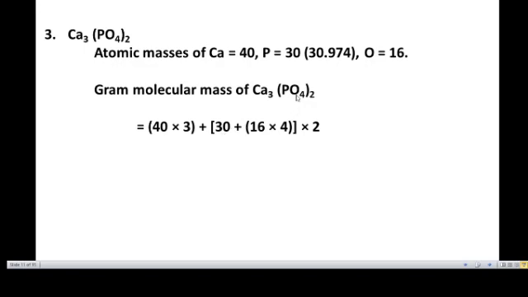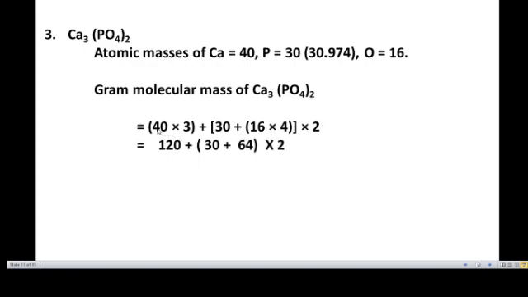Plus oxygen atom. So mass of oxygen is equal to 16, so 16 into 4. Okay. So 2 phosphorus atoms and 4 twos are 8 oxygen atoms. Okay. So 16 into 4 into 2.